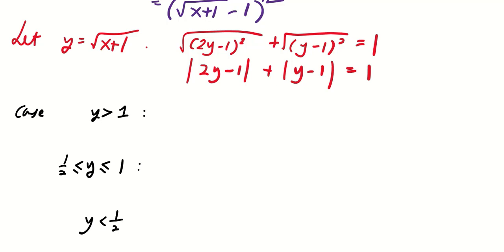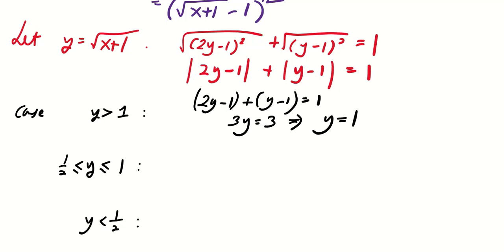So for the first case, y greater than 1, this equation means that 2y minus 1 plus y minus 1 equals 1. That is 3y equals 1, which implies that y equals 1. Now we have to reject this because in this case, y has to be strictly greater than 1.